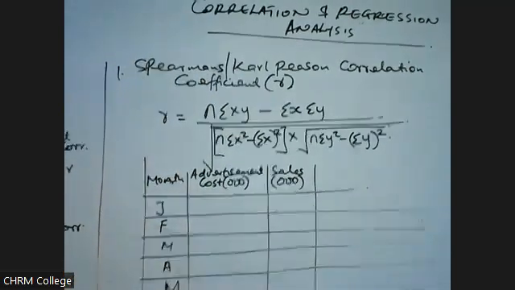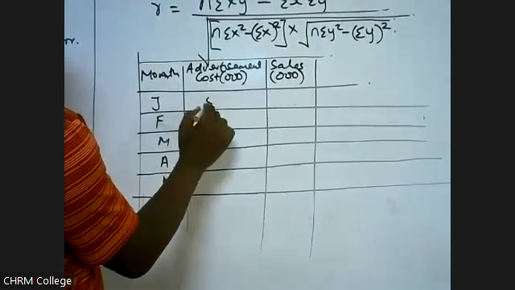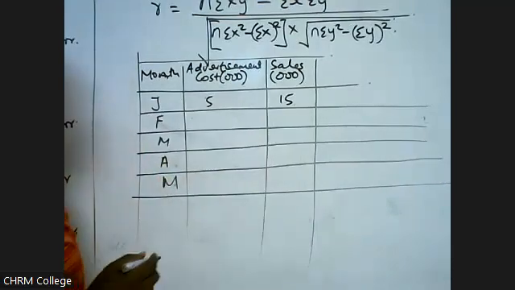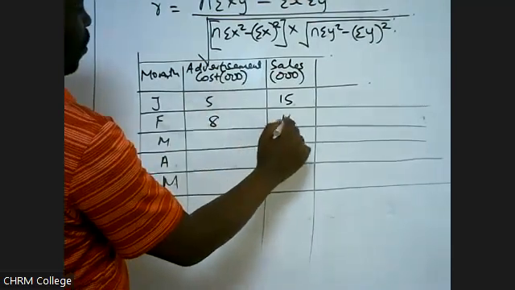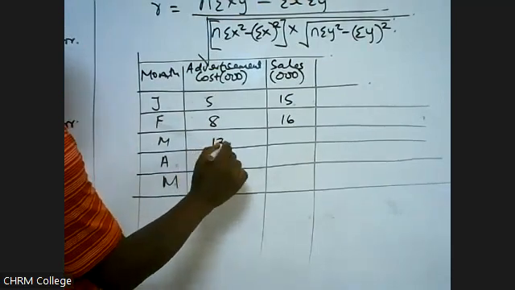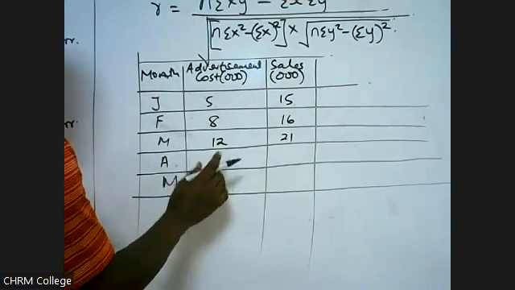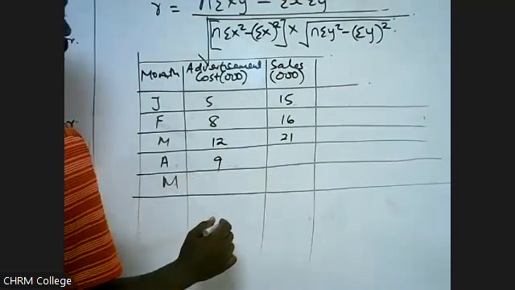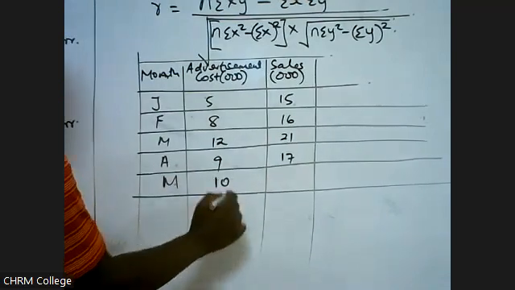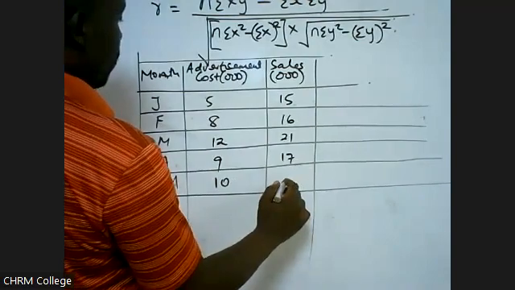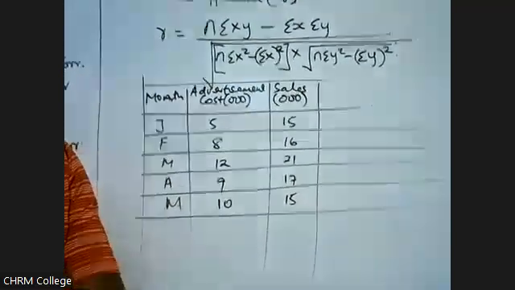You are given the data. In the month of January, the advertisement cost was maybe 5,000. We sold goods worth 15,000, or the sales revenue was 15,000. When it was February, we used 8,000. Remember, these figures are in 1,000. We made sales of 16,000. When we went to March, we increased our advertisement cost to 12,000. Then we realized 21. Then in April, the advertisement was 9, and then we realized maybe 17. And then in May, the advertisement cost was 10. We realized maybe, let's say, 15. And then now you are told to calculate the Pearson correlation coefficient.